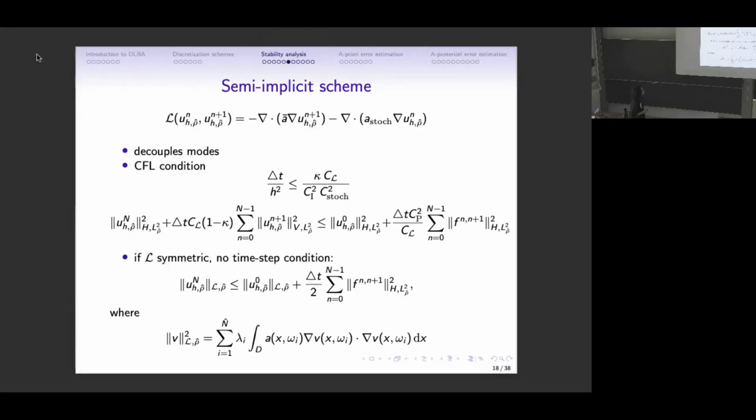For this case, we propose a semi-implicit scheme, which treats the mean value term implicitly and the stochastic term explicitly. This scheme is nice because it decouples the modes. You can first compute the mean value, then the deterministic modes, then the stochastic modes. Under an easier CFL condition, you have a stability estimate analogous to before. And if L is symmetric, which is the case for the random heat equation, you can have an estimate in the energy norm, by which I mean the norm with the gradients and the diffusion coefficient. This estimate requires no conditions on the time step. So all in all, you have a scheme which decouples the modes and is unconditionally stable.